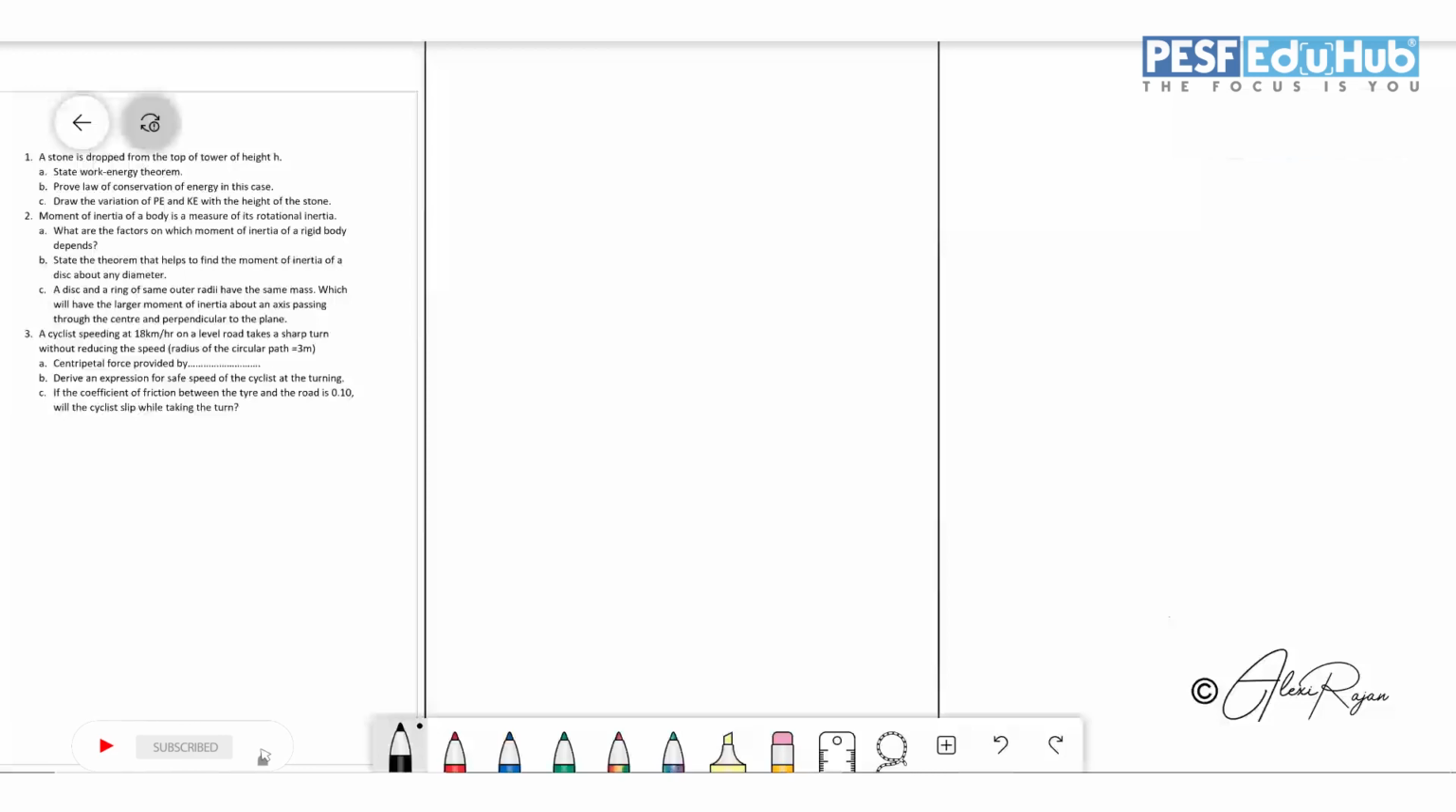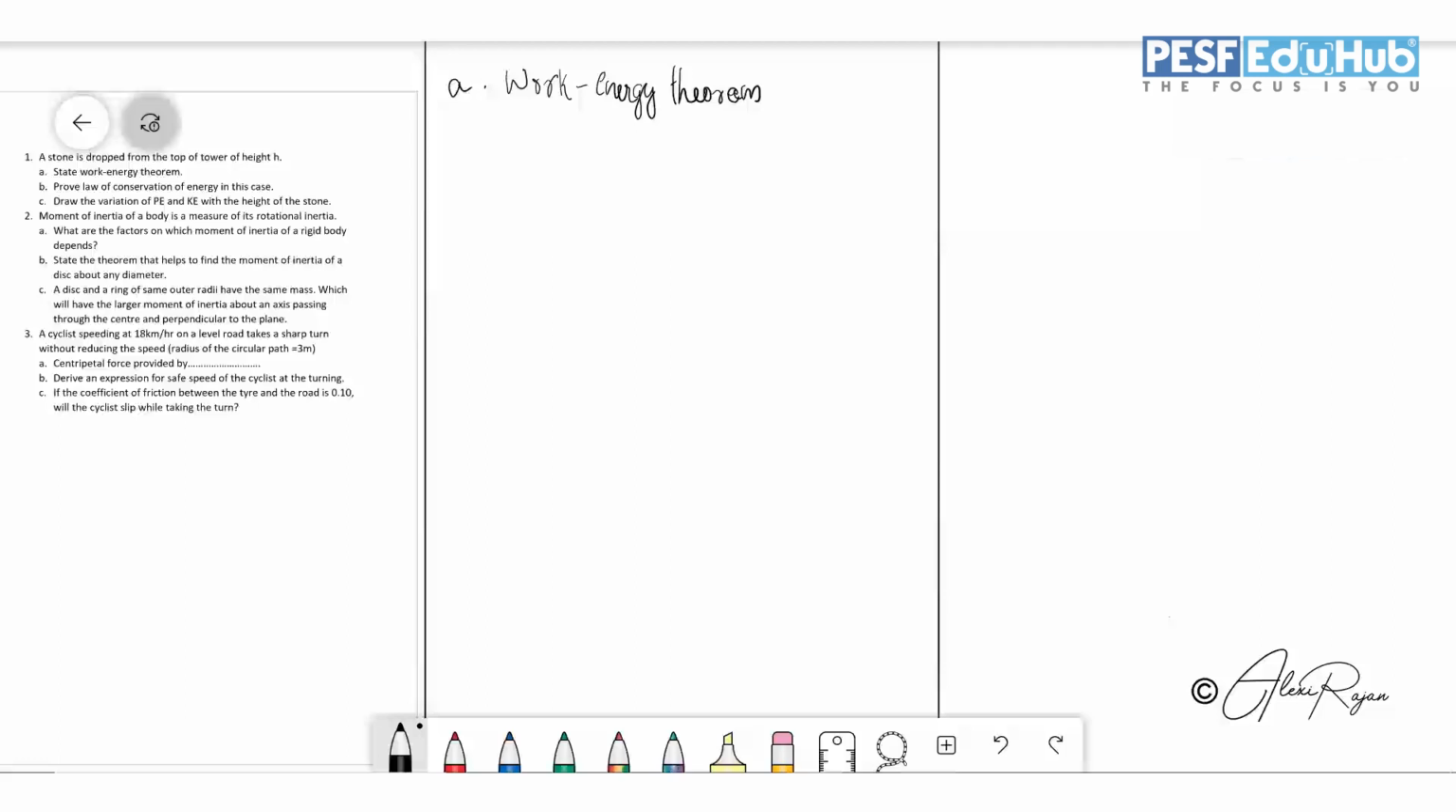So first we are going directly to the first question, that is, state work energy theorem. You all know that work and energy both have the same unit, that is joules, right? So it doesn't mean that both are the same. They are the same in a way, but there is a small difference.